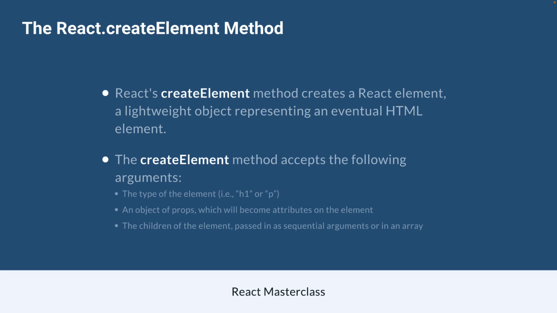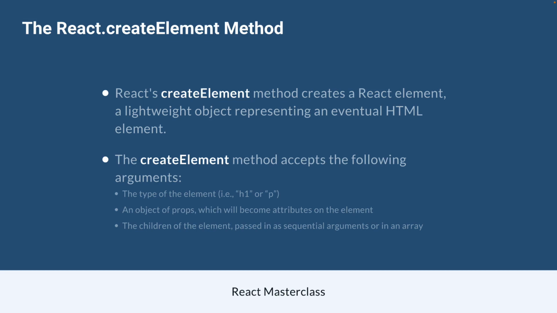So as we saw, the createElement method accepts the following arguments. The first is a string representing the type of the eventual HTML element. So for example, we can give it a string of h1 for an h1 element, or a p, or an a, or an li, totally valid. Then the second argument is an object of props, and those props will become attributes on the eventual HTML element when it is loaded into the real DOM.